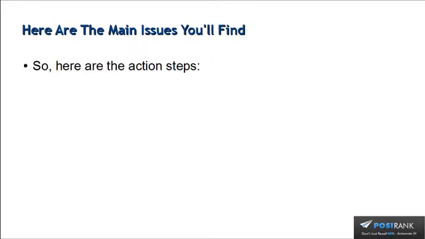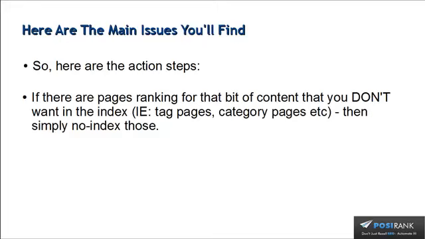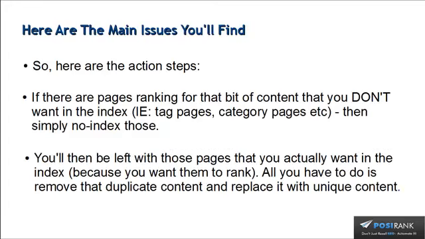So here are the action steps. If there are pages ranking for that bit of content that you don't want in the index, for example tag pages, category pages, etc., then simply no index those. Pretty straightforward. You'll then be left with those pages that you actually want in the index because you want them to rank. All you have to do is remove that duplicate content and replace it with unique content. Pretty straightforward fix as well.